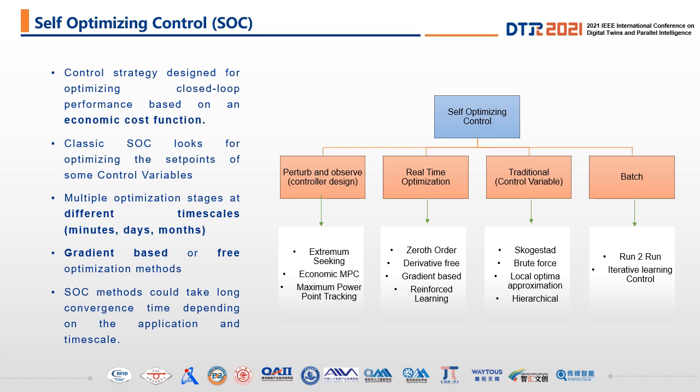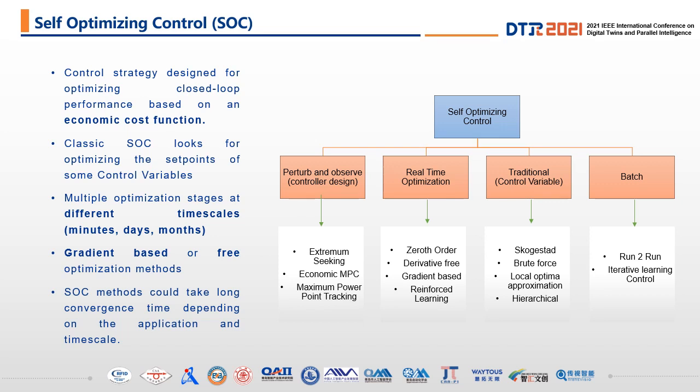However, that standard definition of self-optimizing control can be extended, as we can see here. This is the traditional one proposed by Skogestad. We have perturb and observe. We have techniques like extremum seeking, economic MPC, maximum power tracking, real-time optimization, zero order, derivative-free optimization in real time, reinforcement learning, or batch approaches like run-to-run or iterative learning control.